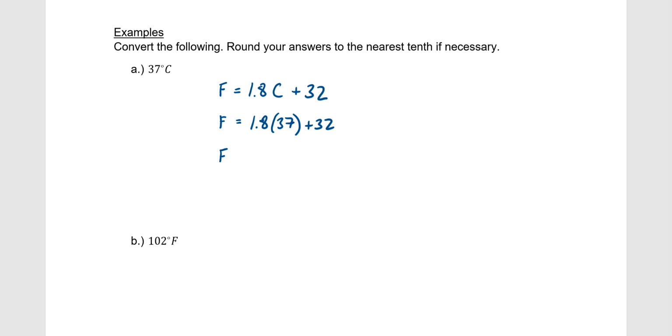Make sure your order of operations are correct, your PEMDAS, multiplication first. 37 times 1.8. I'm just going to skip doing that. We can probably do that by now. We get 66.6 plus that 32, and we add those together and we get 98.6 degrees. So 37 degrees Celsius equals 98.6 degrees Fahrenheit.